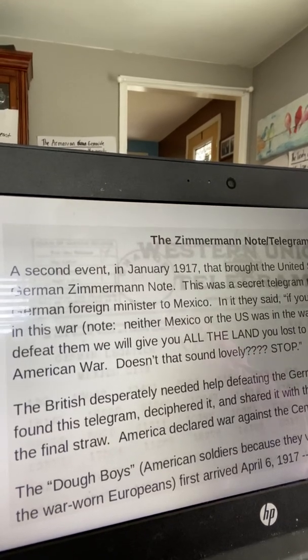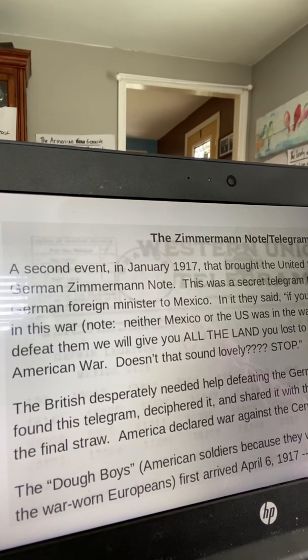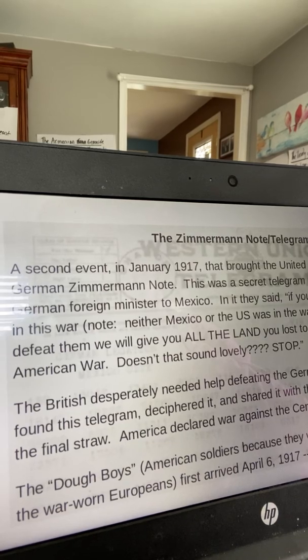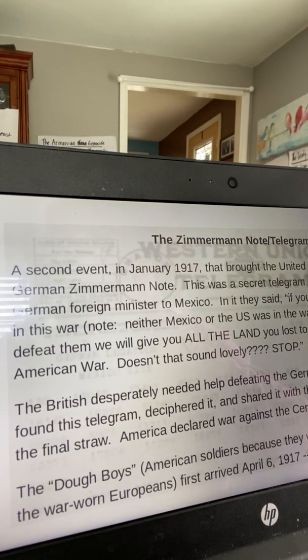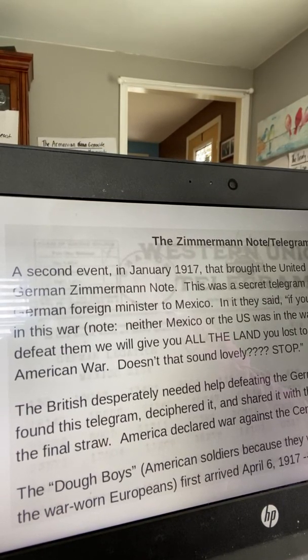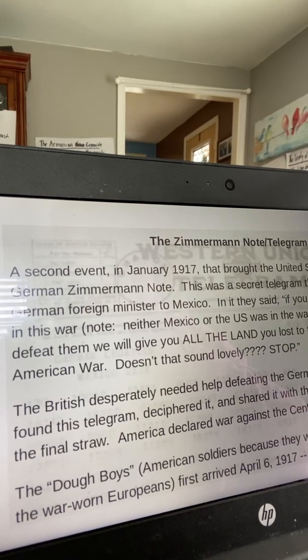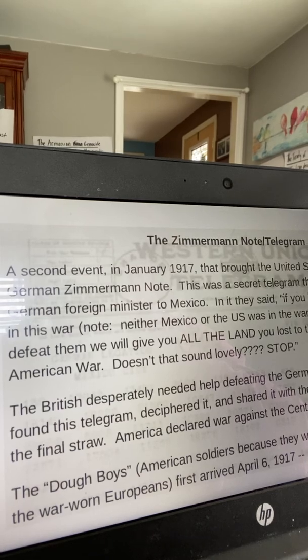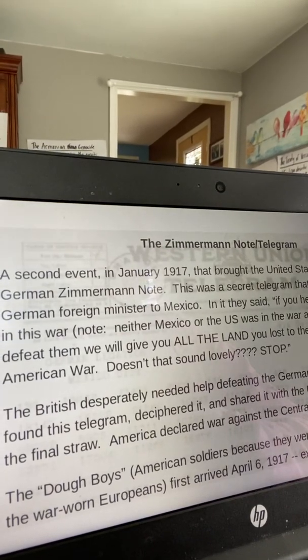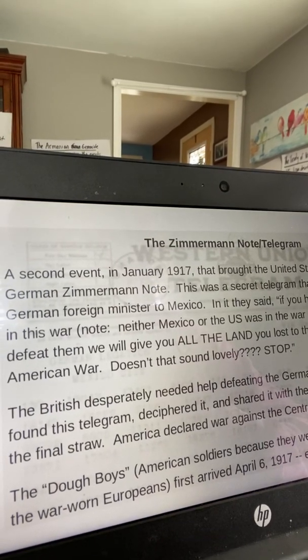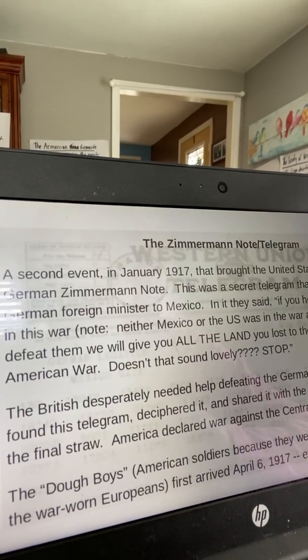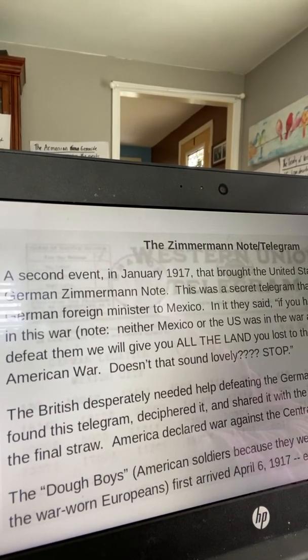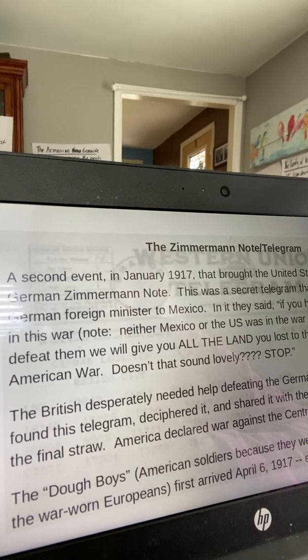So in January 1917, the U.S. found something called the Zimmerman note. This was a note from Germany to Mexico. In it, it said, if you help us defeat the U.S. in World War I, neither Mexico nor the U.S. was actually involved in World War I at the time, we will give you back all the land that you lost to the U.S. in the Mexican-American War.